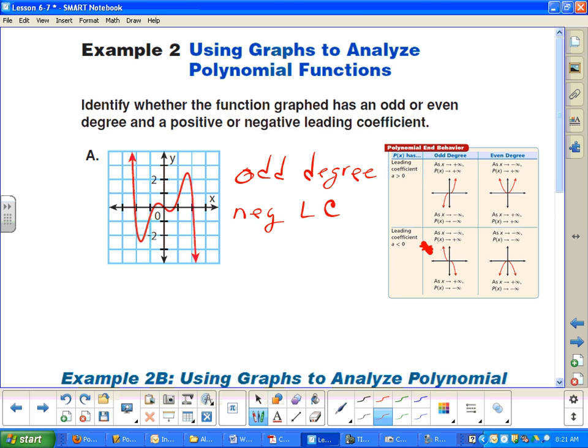But I would have to say that because it's an odd degree, the degree has to be at least 5. And the reason I know that is that there are 5 zeros. Okay? So since there are 5 zeros, the degree has to be at least 5 and odd. It actually could be more than that, but it would have to be at least 5.